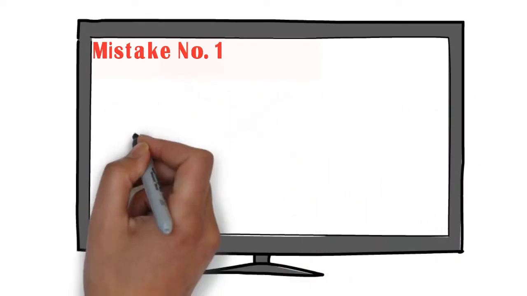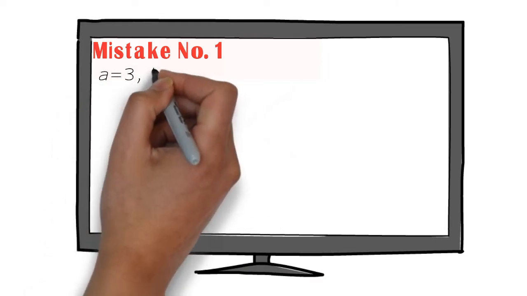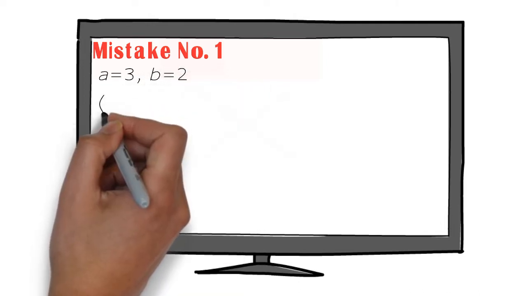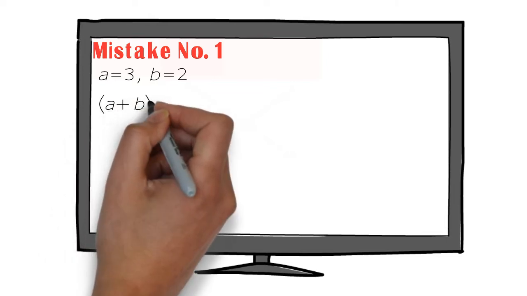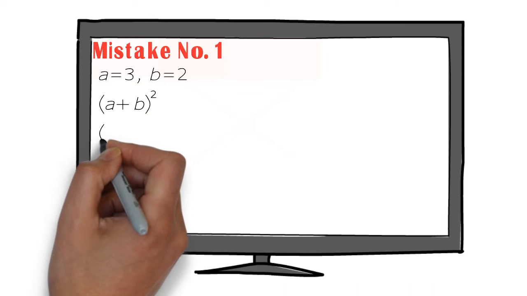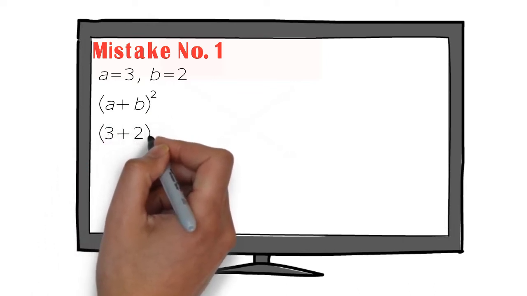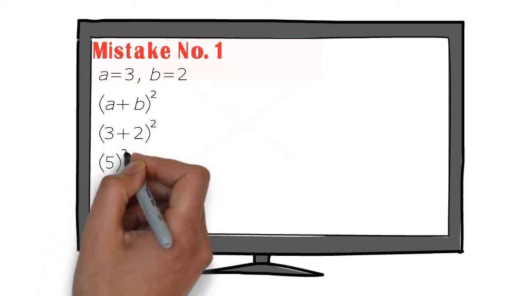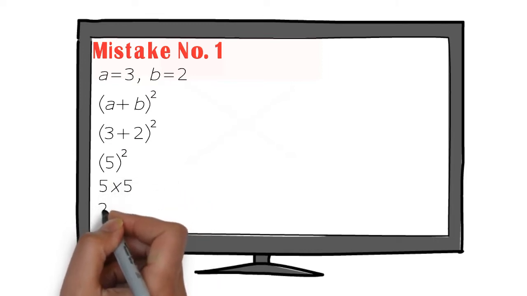Now, I would like to show you that this mistake is not correct. So, I'll make an assumption that a equals 3 and b equals 2. If I plug it into the expression a plus b squared, I'll have 3 plus 2 raised to power 2, which should give me 5 raised to power 2. And 5 raised to power 2 is 5 multiplied by 5, to give me 25.